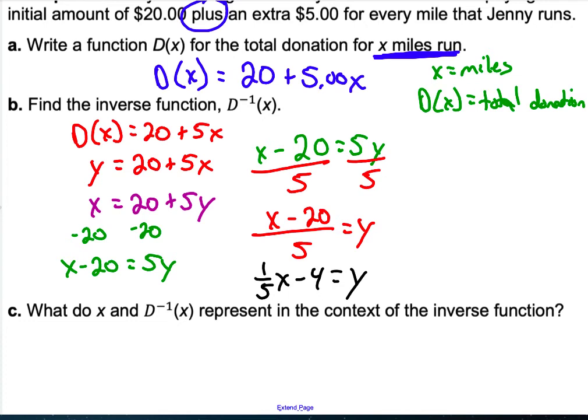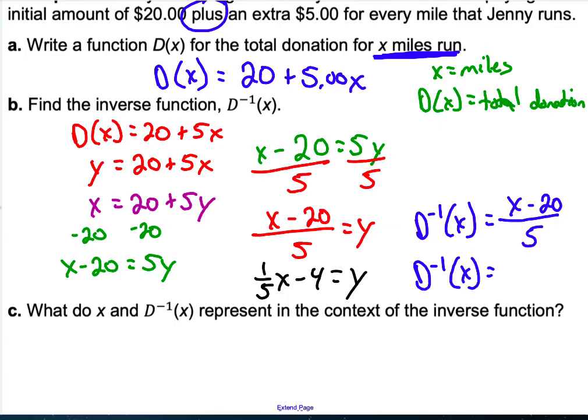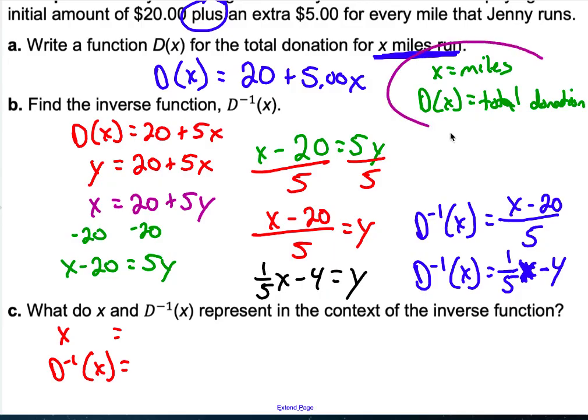And then our last step is we want to write it in function form. So we're going to rewrite it as D inverse of x is x minus 20 over 5, or D inverse of x is equal to 1/5 x minus 4. And it's up to you which of those forms you use depending on what the next part of a question might ask. And then the last part for this one just wants to know, okay, what does x and D inverse of x now represent? Because remember, we switched them from what they were originally up here.